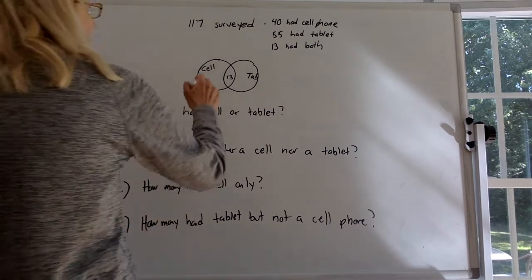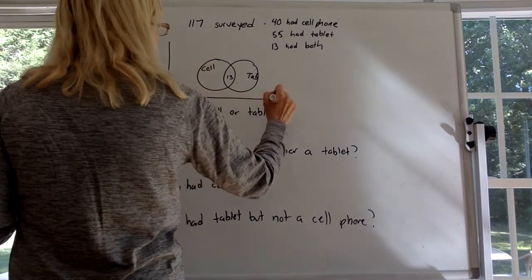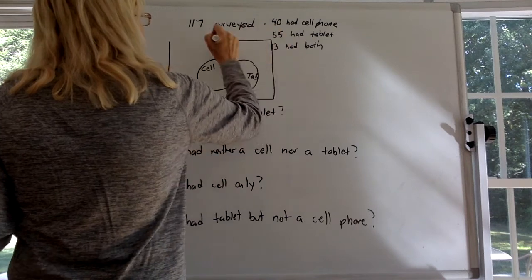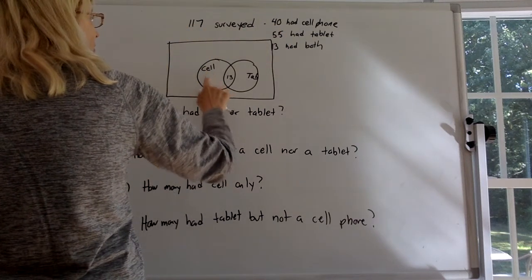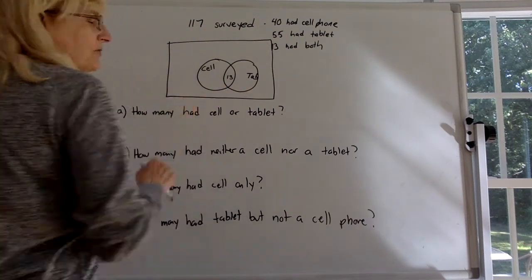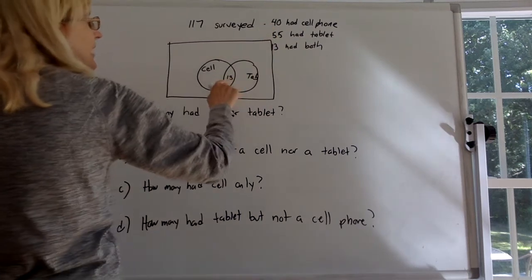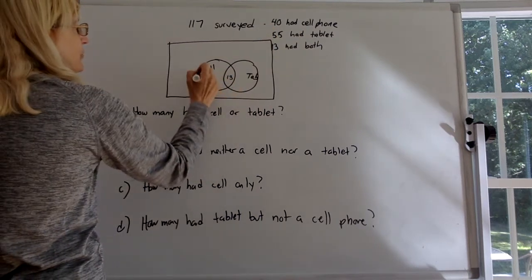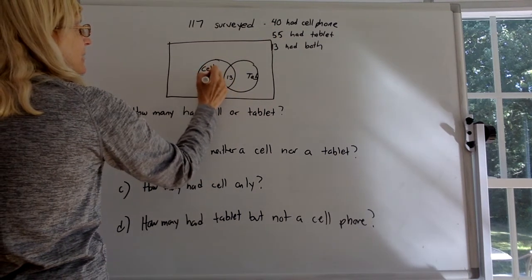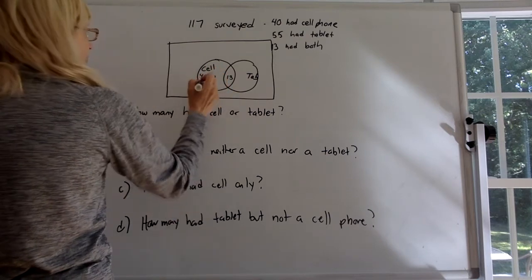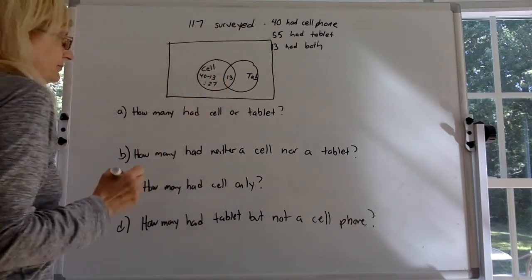Now we have to figure out these other sections. What number goes here, what number goes here, and what number goes outside. How many people had nothing, had neither of the two. So let's figure out the cell. Let's see. It says 40 had a cell phone, and of those 40, 13 had both. So this section here is just going to be that 40 minus the 13. So that gives you 27.